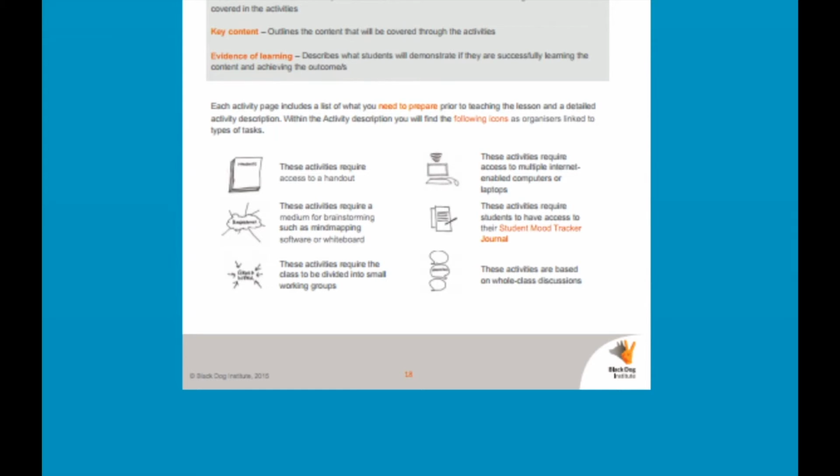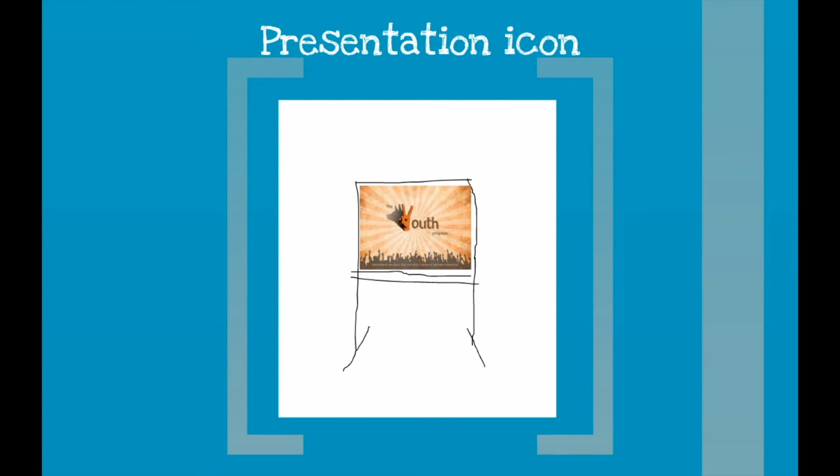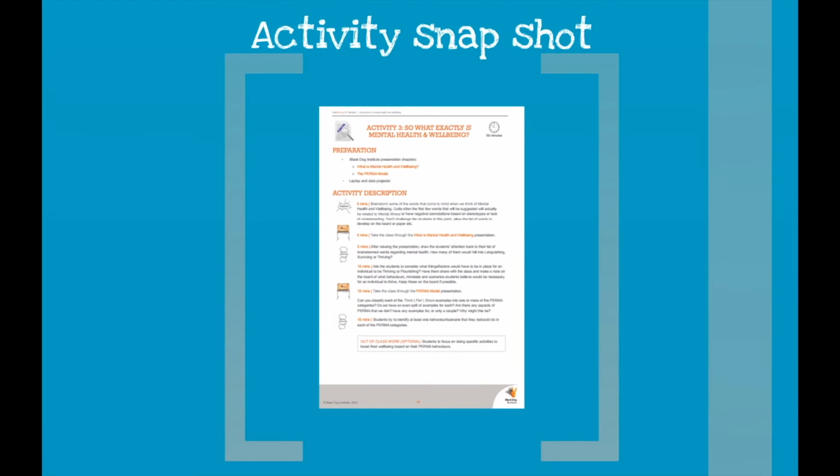The Student Mood Tracker icon indicates that these activities require students to have access to their Student Mood Tracker journals, whilst the class discussion implies that these activities are based on whole class discussions. This icon is used to indicate learning activities that require access to one or more of the HeadStrong 2.0 presentations. Now let's use all of this background information and take a look at a typical activity as outlined in the resource.